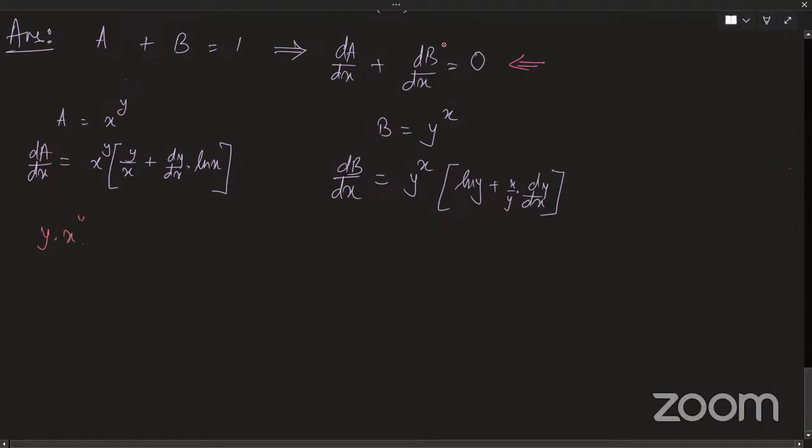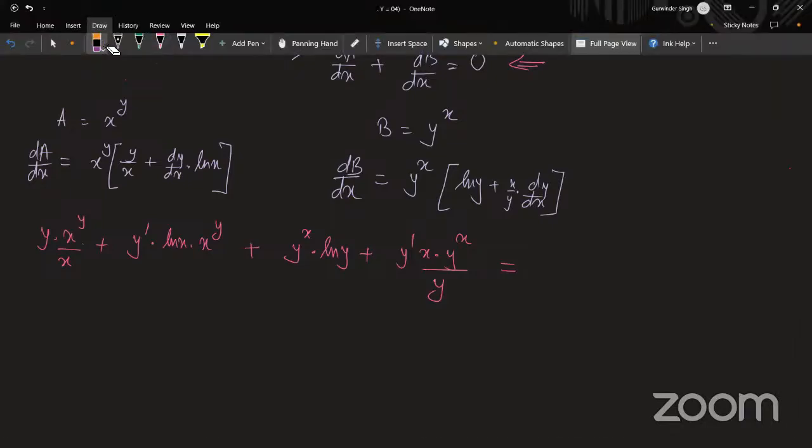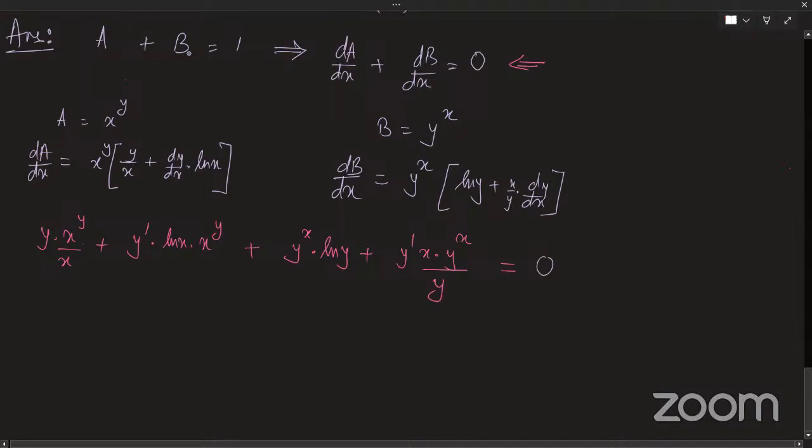So you'll get x raised to y into y by x plus dy by dx into ln x, and I'll just write for the time being my dy by dx as y dash in order to easily solve it, plus y raised to x into ln y plus y dash into x by y. The sum of these two, how much will it be equal to? 0. Great, it will be equal to 0, correct.